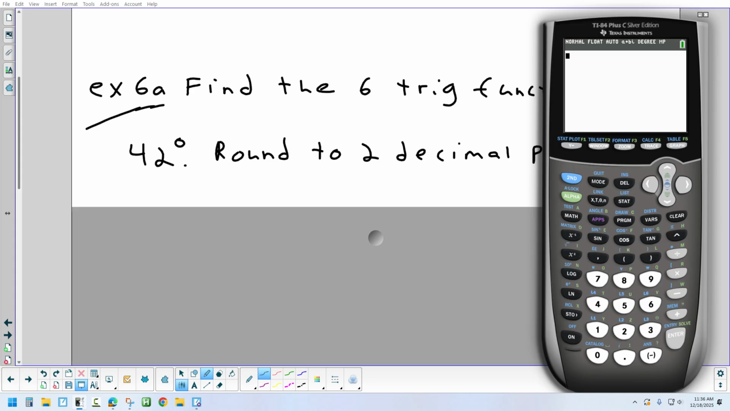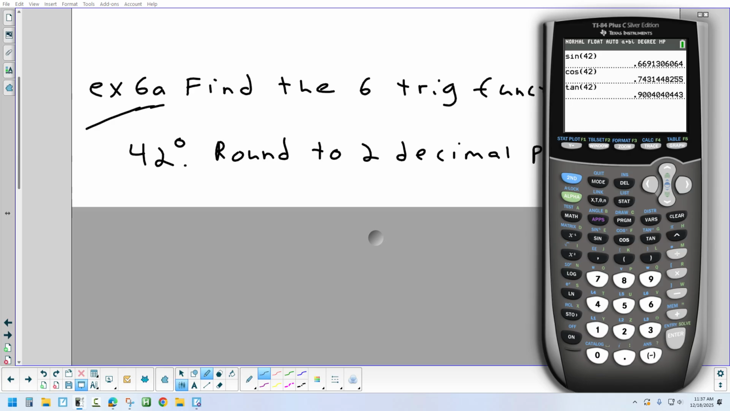All right, and all we have to do is do sine 42, cosine 42, and tangent 42. Why can't we always just put it in the calculator? Why can't we just always put it in the calculator?